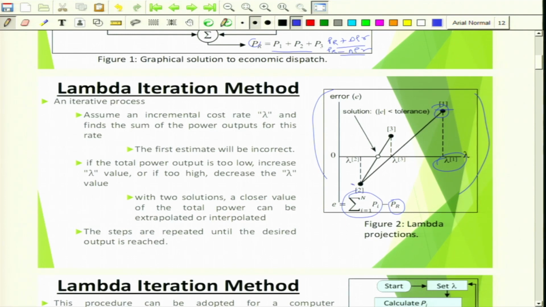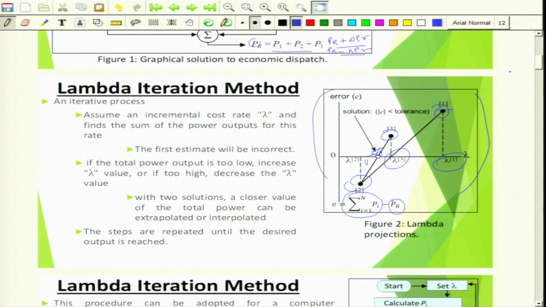Now the next lambda is lambda 2 and corresponding generation is a new generation. Here you can see, earlier the error was positive, now the error is negative. That means now again you change the lambda, go in the opposite direction. Now you get a new lambda which is lambda 3. Now again the error is positive, but this error is lower than the first error. So similarly somehow you will reach the final point where error is 0, with so many iterations.